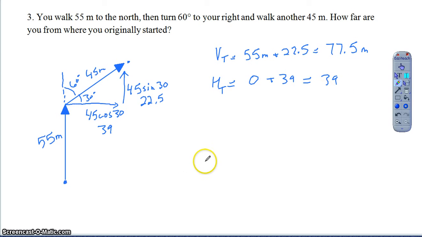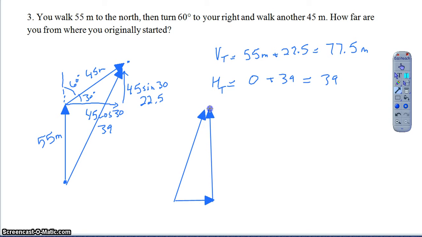Then I just use those to build my final triangle, or really just my final distance. So I'm looking for that distance. I know that I've gone horizontally 39, and I've gone vertically 77.5. So I've got those two measurements to work with, and then I just have to calculate my hypotenuse. In this case, they just asked me how far, so I don't particularly care about the angle. A quick Pythagorean theorem gives that distance as about 86.8, so my hypotenuse, my distance, would be 86.8 meters from where I started to where I ended.